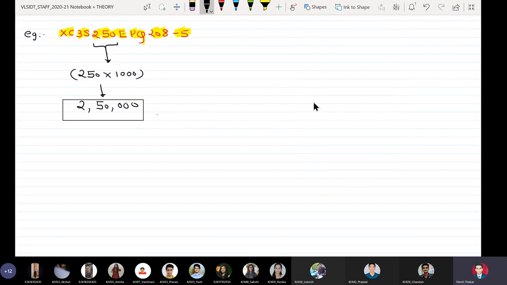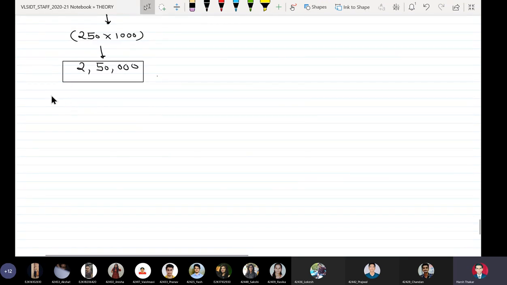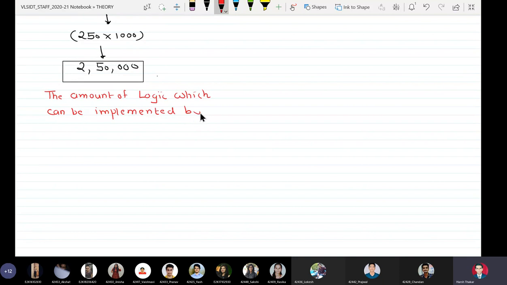So this 2,50,000 indicates the amount of logic which can be implemented: 2,50,000 NAND gates can be implemented by this device.